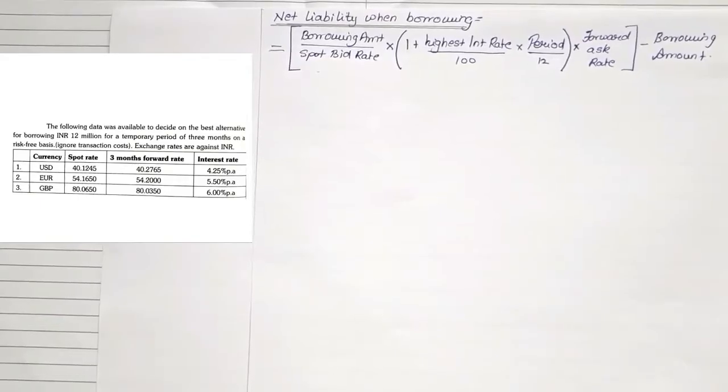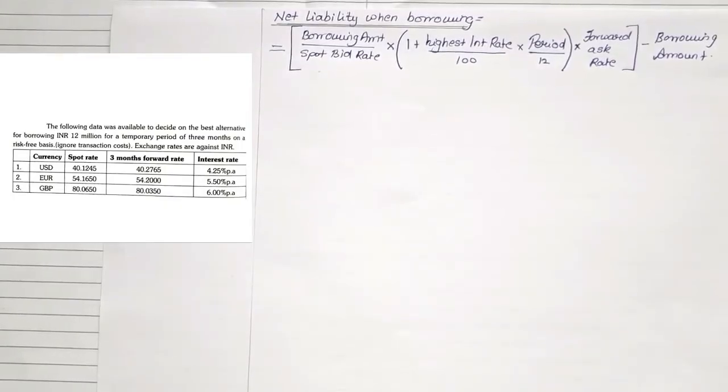The following data was available to decide on the best alternative for borrowing INR 12 million for a temporary period of 3 months on a risk-free basis. Ignore the transaction cost, and the exchange rates are against INR. So they are giving you currencies USD, Euro and GBP. They are giving you the spot rate, the 3 month forward rate, and the interest rates. And they're asking us to find the best alternative from where you can borrow.